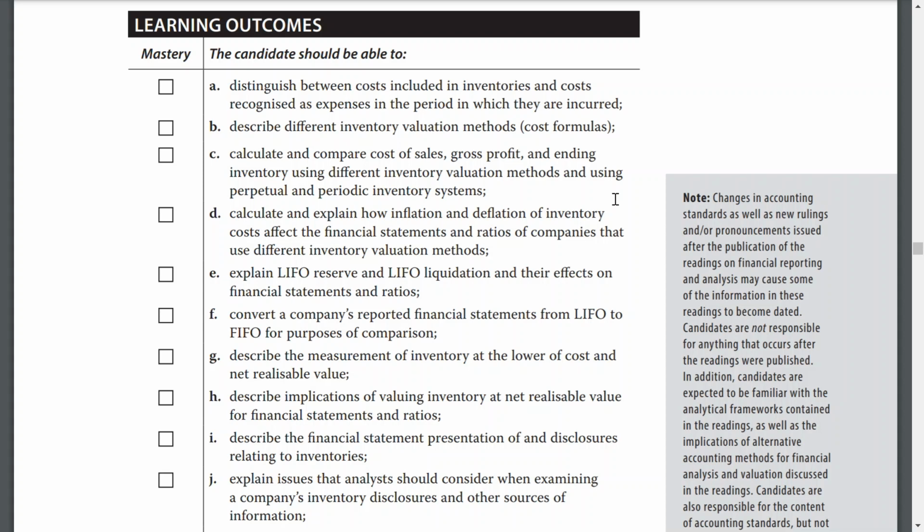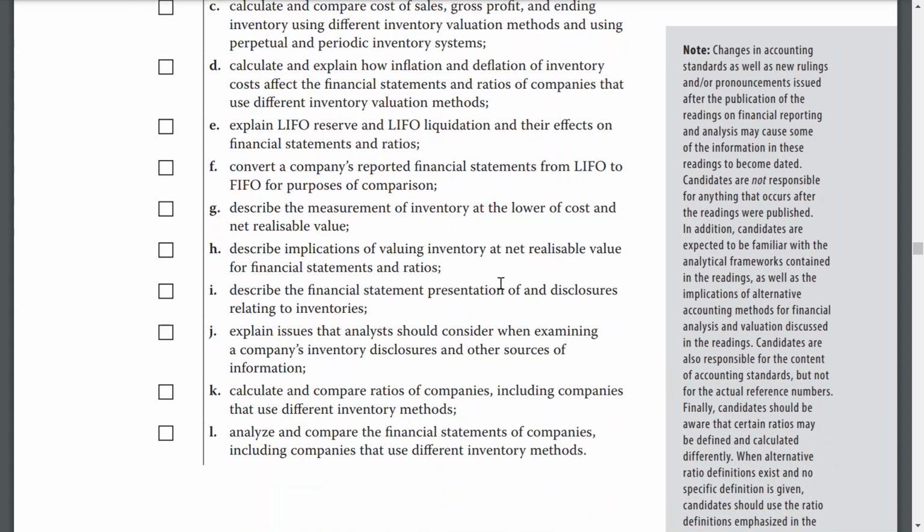Calculate and explain how inflation and deflation of inventory costs affect the financial statements and ratios of companies that use different inventory valuation methods. Explain LIFO reserves and LIFO liquidation and their effects on financial statements and ratios. Convert a company's reported financial statements from LIFO to FIFO for purposes of comparison. Describe the measurement of inventory at the lower of cost and net realizable value and the effect on financial statements and ratios.